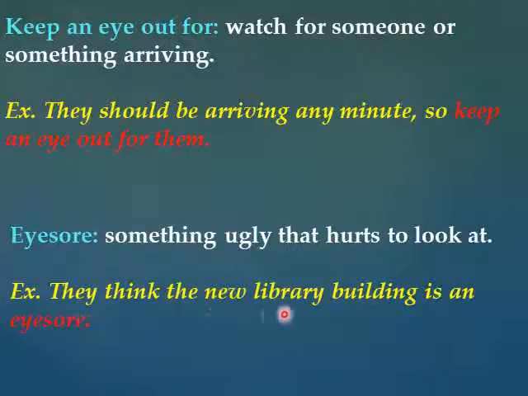So they think the new library building is an eyesore. This means that it is very bad, that you can't even look at it. Sometimes you can also find this in buildings that are painted in the color orange, or very bright colors, that give you an eyesore. This is what I mean by eyesore here.